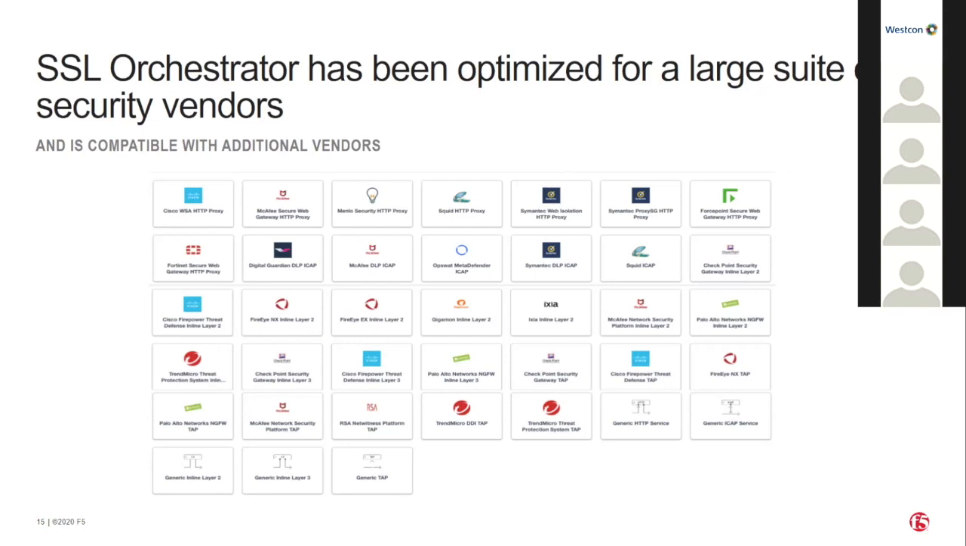And then not only to this large suite of vendors, we can also be used to orchestrate traffic to security devices that are not listed in this category. So for example, we can base it on ICAP, or a customer has a custom application, we can place it in line on layer 3. The SSL Orchestrator is flexible, and we can allow that to work together with F5 SSLO. So these are a few of the vendor suites.